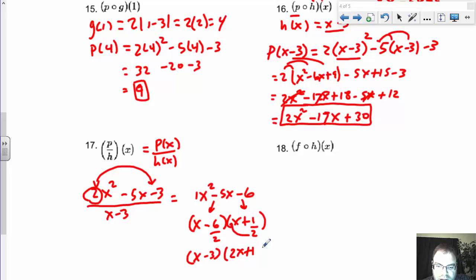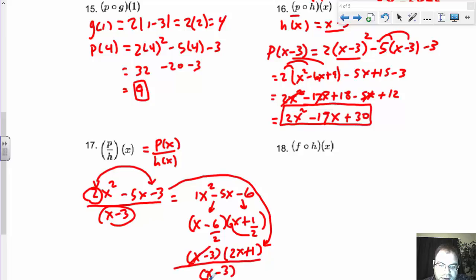This will give me 2x plus 1. So this whole thing gave me these two factors. And on the bottom I still have x minus 3. So what happens is these will cross out, and your answer is what's left. It'll be 2x plus 1 for that.